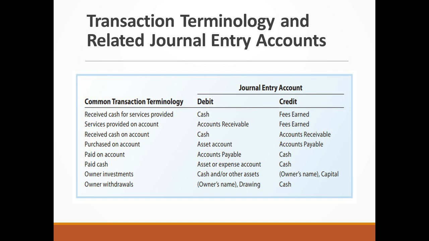Paid cash. The debit is assets or an expense account. The credit is cash. Owner investments. The debit is cash and/or other assets. The credit is the owner's name, capital. Owner withdrawals. The debit is the owner's name, drawing, and the credit is cash.